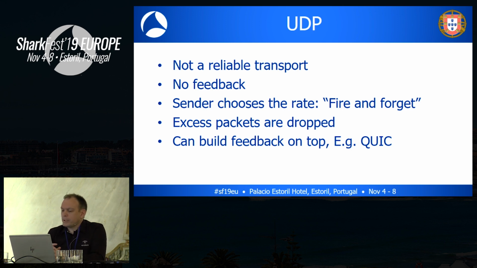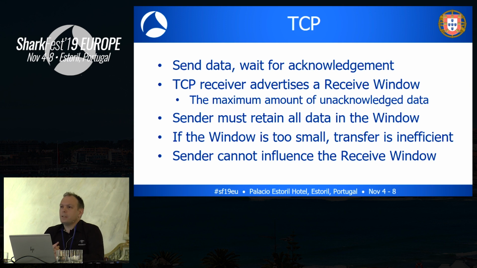But most of the time we're talking about TCP. And with TCP, you send data and you wait for an acknowledgement. How much data you can send before you have to stop and wait for an acknowledgement is the receive window. So the receiver says to the sender how much data it's allowed to send before the sender has to stop and wait for an acknowledgement. The sender has to have enough buffering to hold all of the data in that window. And if the window is too small, the transfer is inefficient, right?